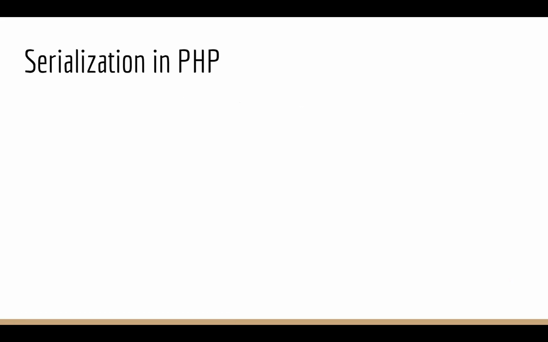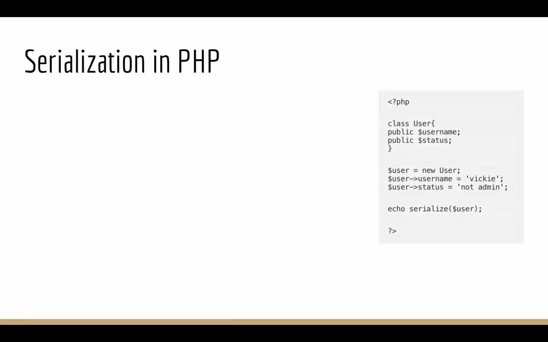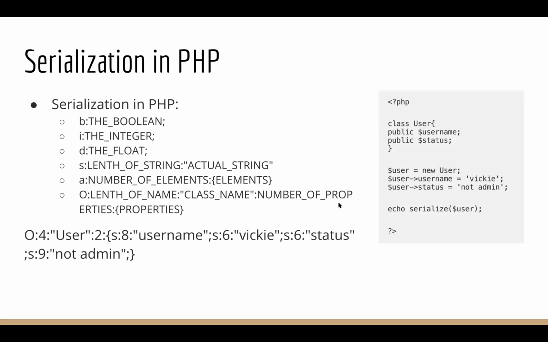Now we're going to talk about serialization in PHP, where this vulnerability is mostly found. We have this PHP class called user class. It has a username and a status. Here we're initializing a new user object and setting the username to Vicky and the status to not admin. Then we use the serialize method on user. What this will output is the bottom element here, O:4:"user":2, and all that.